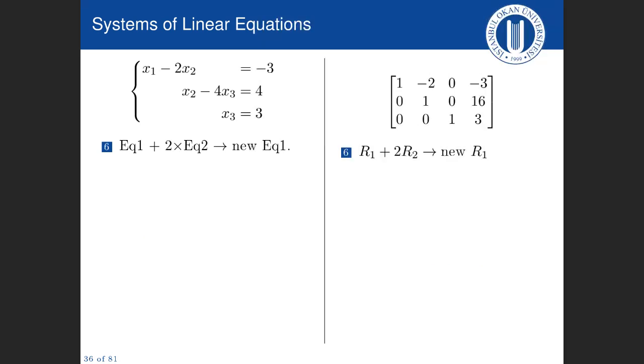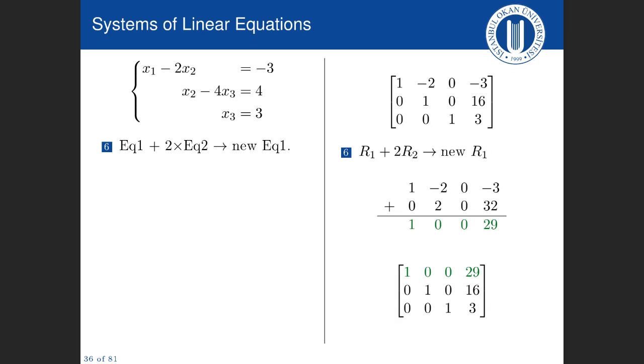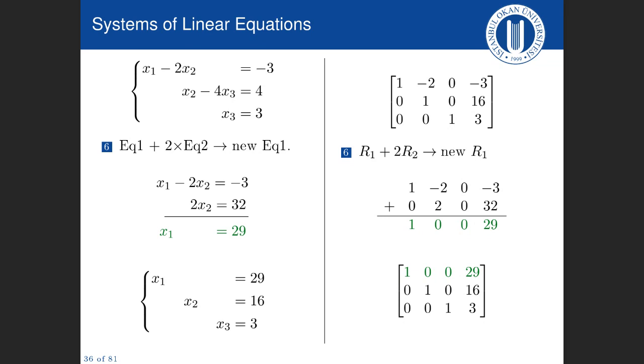We're almost finished. One more step. For the augmented matrix, on the right, I'm going to do row 1 plus 2 times row 2 to give us a new row 1. Here's the calculation. The new row 1 is 1, 0, 0, 29. Now look to the left. I want to do equation 1 plus 2 times equation 2 to give me a new equation 1. My new equation 1 is x1 is equal to 29.